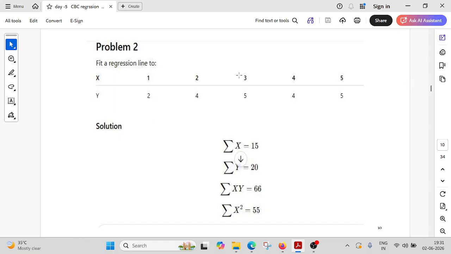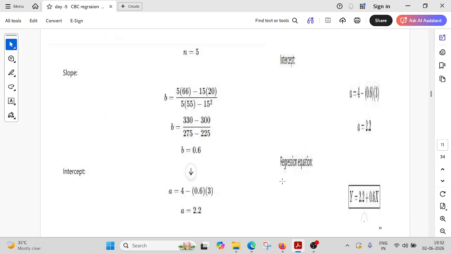So suppose, see, 5 plus 4 plus 3 plus 2 plus 1, what is the summation? 15. And 5 plus 4 plus 5 plus 4 plus 2, what is the summation? 20, right? If you multiply them, you get this, and if you square that, you get these values. Summation of x square means 1 square, 2 square, 3 square, 4 square, 5 square, and we get 55. And if you multiply, 1 into 2, 2; 2 into 4, 8, like that; 5 into 3, 15. And what's the summation? That is 66, right? So these are the values you are going to substitute in the equations.